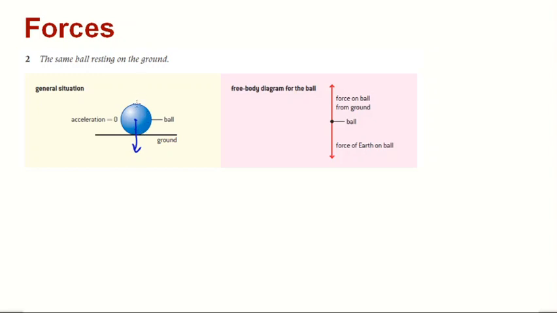However, since it's not going inside of the Earth, there will be some resistance from this surface to prevent this ball from going inside. So this would be our free body diagram. We've got the ball, which is our point here in the middle, then the force on the ball from the ground, that's the ground which is stopping the ball from going inside, so there'll be a force upwards, and a force downwards, which is the force of the Earth. The Earth is pulling the ball down, so that's the weight.